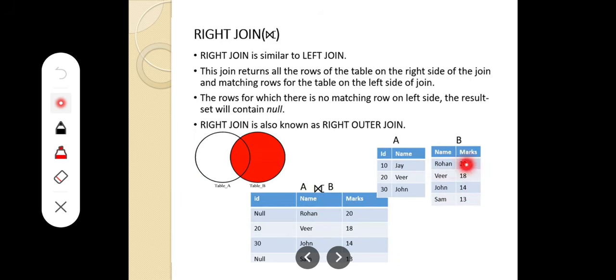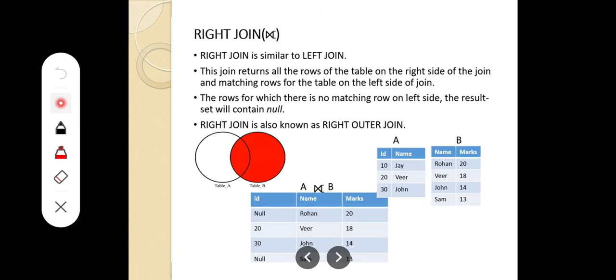Okay, so Rohan, does Rohan have a matching value here? No, Rohan does not have, so that ID field will be kept null. So Veer, does he have a matching? Yes, so ID is 20. John, yes, ID is 30. Okay, Sam, does Sam have any matching value? So no, so it will be kept null. Okay, so this is called right join.